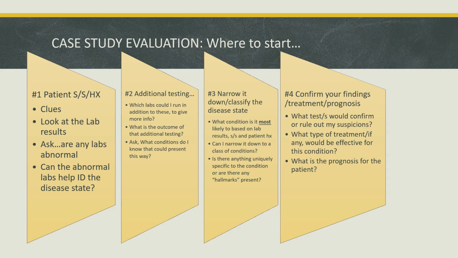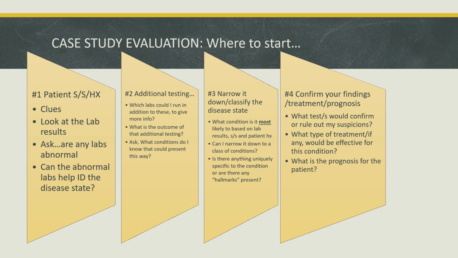Once we determine whether or not the labs are normal versus abnormal, we're going to ask ourselves, can these abnormal labs help identify the disease state? For example, if you have a CBC and you have anemia, so you have a low hemoglobin, that could point in a lot of directions. Sometimes we might have an idea based on the patient's signs and symptoms, maybe a history, but if you aren't able to look at the labs that have already been performed, ask yourself about additional testing.